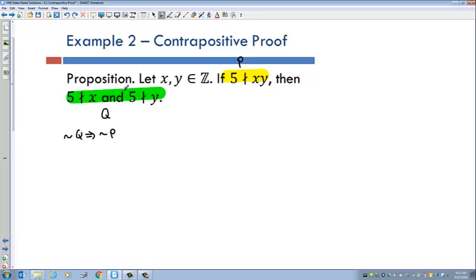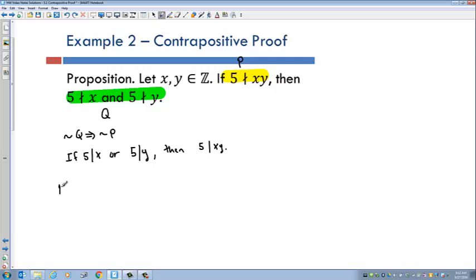And so here, if this is q, not q would mean that 5 does divide x. So if 5 does divide x, and then the "and" would be translated, when you do the negation, to an "or": 5 divides y, then not p would be 5 divides xy. So 5 divides xy. So this is what we want to prove.